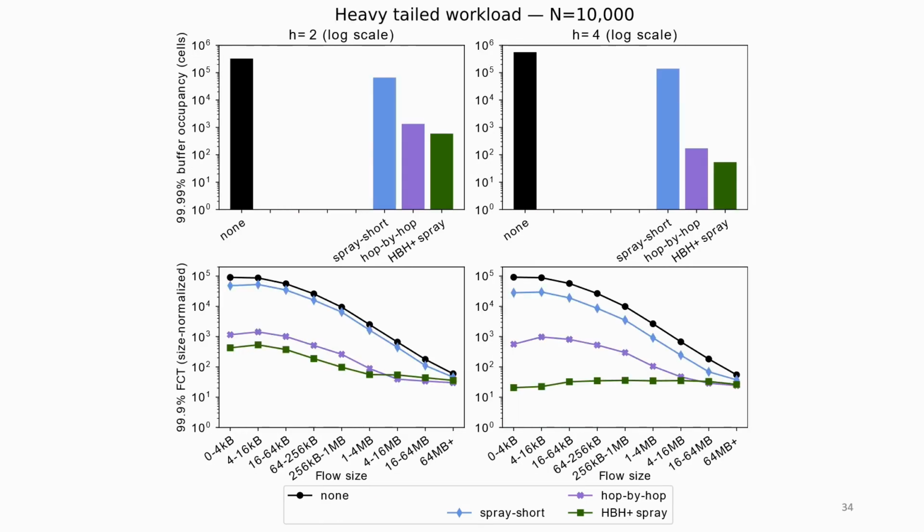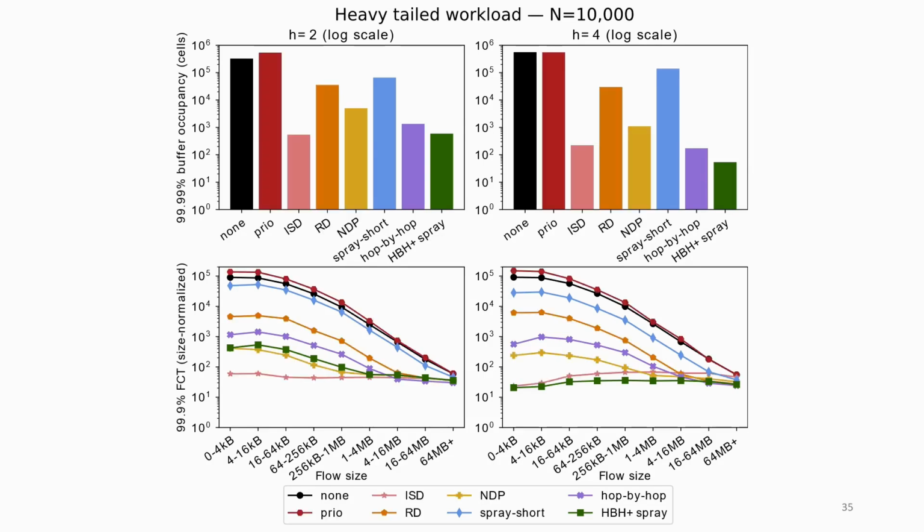For the heavy-tailed workload, this one has a lot of longer flows, and it happens to create a lot of egress congestion. And here, hop by hop is doing really well. Again, if you combine hop by hop and spray short, that is when you get the best results. Here, for h equals 4, we did outperform all of our baselines. For h equals 2, one of them did somewhat better than us, but please see the paper for our discussion about that.